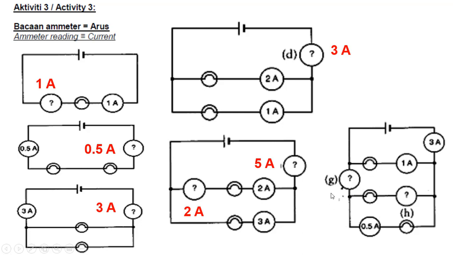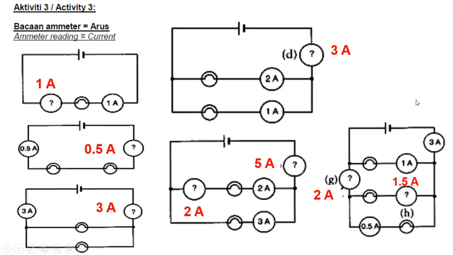Now the last one, G. Where should we start? GH. Here 3 ampere is the total current. So here is 1 ampere. So we have 3 paths. Divide into 3. 1 ampere. Here is 0.5 ampere. So H, here is 0.5 ampere. So here should be 1 ampere. So here should be, I think, 1.5 ampere. H should be 1.5 ampere. And G should be 2 ampere because 1.5 plus 0.5 gives 2 ampere. 2 ampere plus 1 ampere gives 3 ampere.